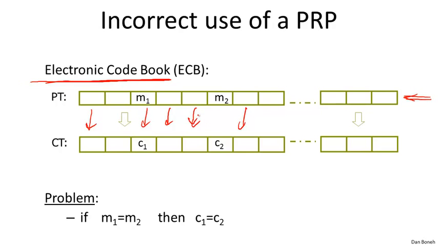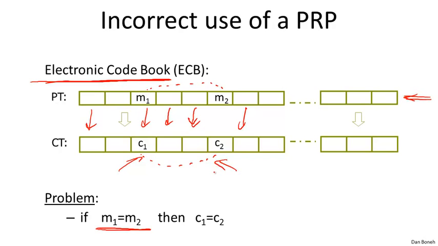And unfortunately, it's terribly insecure because you realize if two blocks are equal, for example here, these two blocks happen to be equal, then necessarily the resulting ciphertexts are also going to be equal. So an attacker who looks at the ciphertext, even though he might not know what's actually written in these blocks, will know that these two blocks are equal. And as a result, he learns something about the plaintext that he shouldn't have learned.